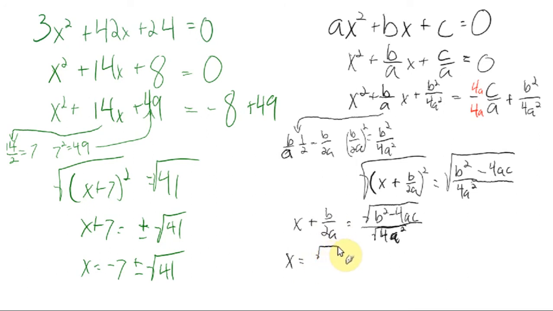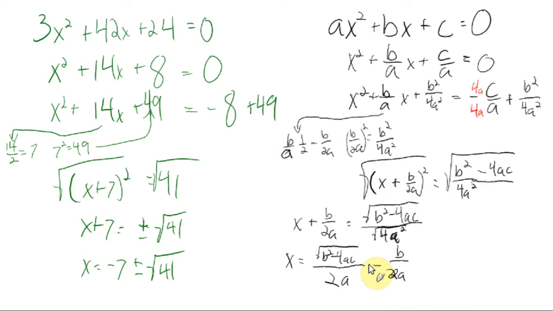So now we've got x by itself. We've got the square root of b squared minus 4ac over the square root of 4a squared. Now the square root of 4a squared is the square root of 4, which is 2, times the square root of a squared, which is a. And now we're subtracting b over 2a.